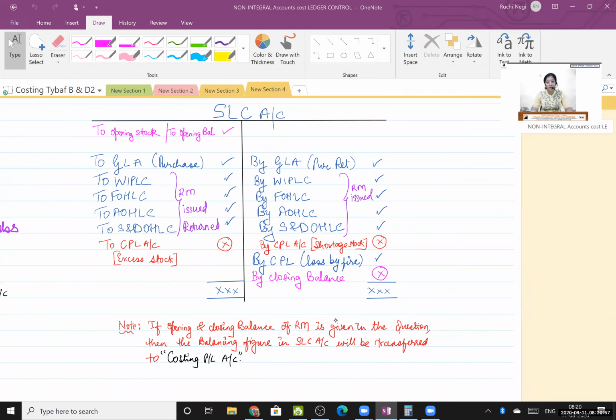Along with the note, is this ledger clear to everyone? Acknowledge it in the chat box. Okay, Haniksha, Ranjana, yeah, thanks.